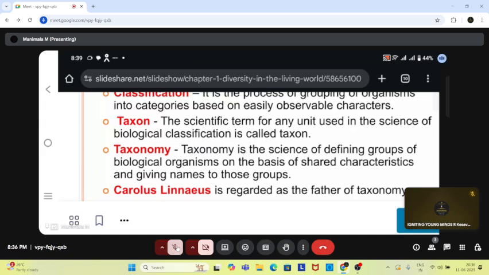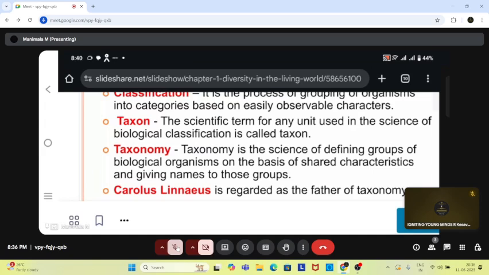The scientific term for all animals, which is one category, or all plants, which is one category. So this is a scientific term we use for a particular category of organisms. What is that called? Taxon.